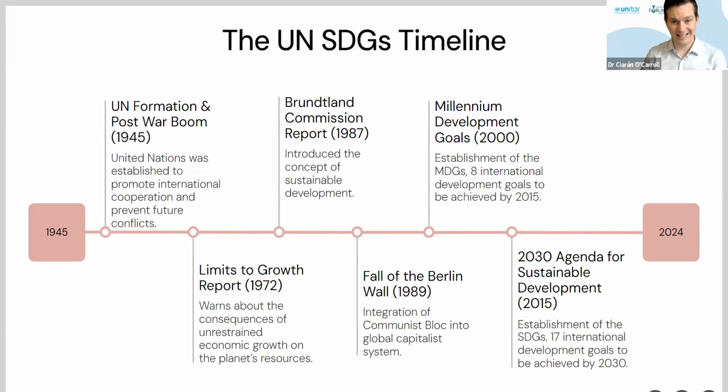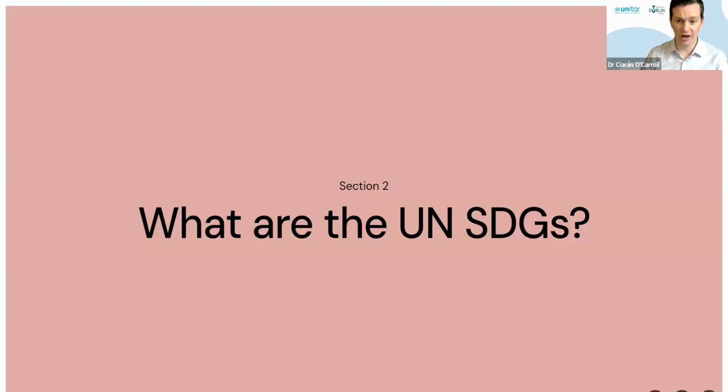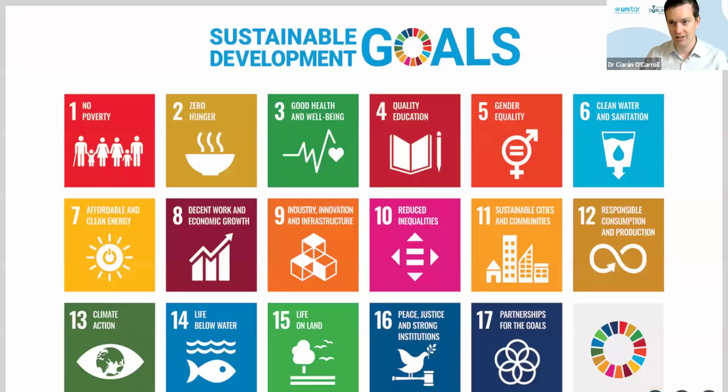Okay, so that is a little bit about the timeline of the UN SDGs and how they came about, that I hope you found interesting. So, what are the UN SDGs? Well, the UN SDGs are a collection of 17 global goals set by the United Nations in 2015. They are designed as a blueprint to achieve a better, more sustainable future for all by 2030. That is the words of the United Nations.